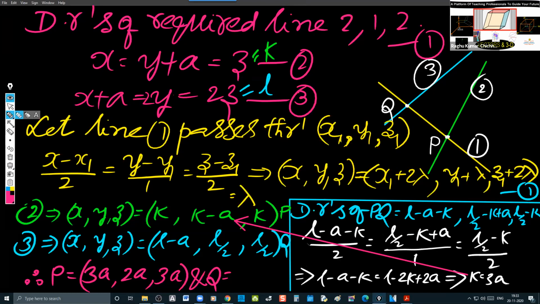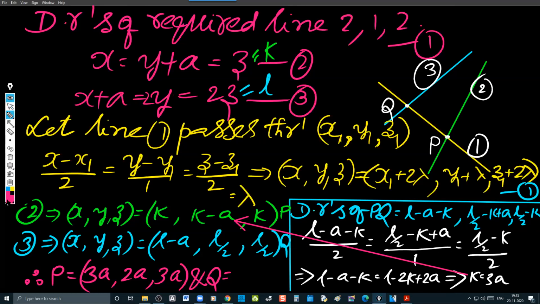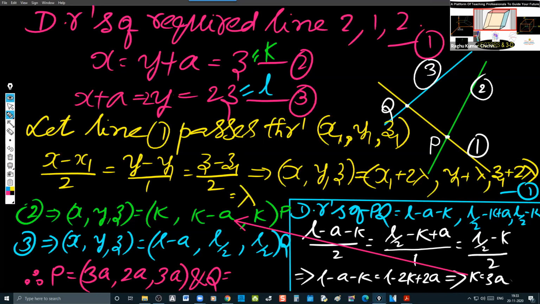This 2 is getting cancelled. L minus L by 2, L by 2 is equal to A. L is equal to 2A, I think, because this K is getting cancelled. L minus L by 2, L by 2 is equal to A, L is equal to 2A. You must get that. I got the point, sir. Then we get the point A, A comma A, sir.